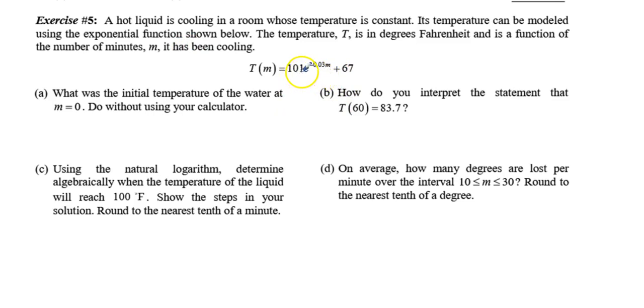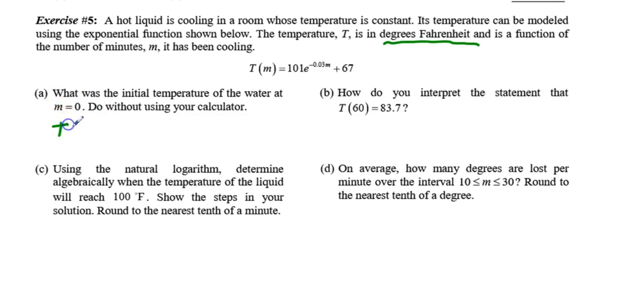We have a time, which is represented by m, measured in minutes, and the big T tells us the temperature in degrees of our particular hot liquid. Maybe as we explore this a little bit, we'll get a little more familiarity. Let's start out with question A, where it says, what's the initial temperature of the water at m equals 0? No calculator here. Just substitute in and work it out. Play the recording when you're ready.